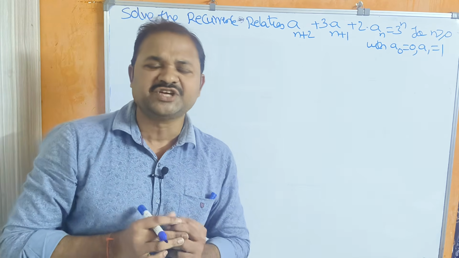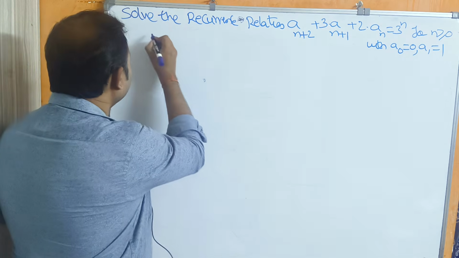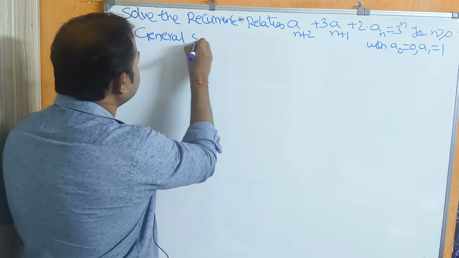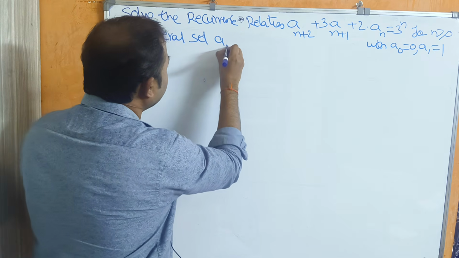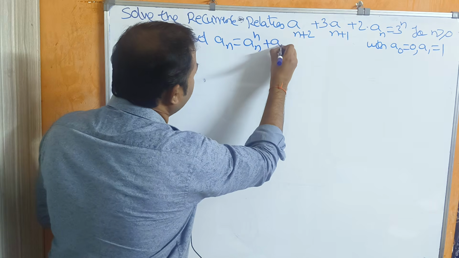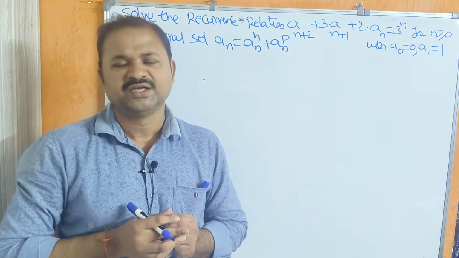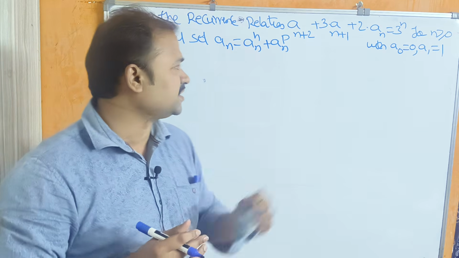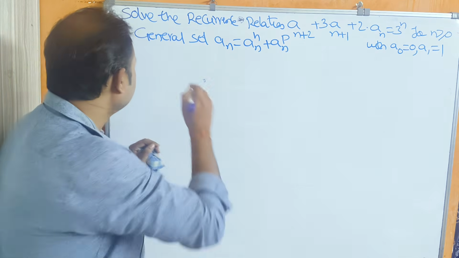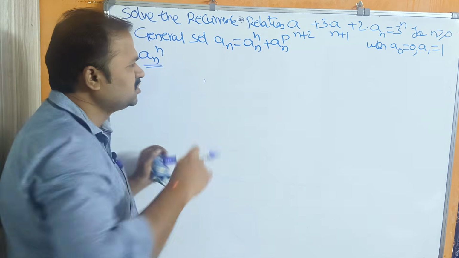We know the general solution for the non-homogeneous recurrence relation. So the general solution for the non-homogeneous recurrence relation is a_n = a_n^h + a_n^p. So first we have to calculate a_n^h. H means homogeneous solution. Next we need to calculate the particular solution. So first let us calculate the homogeneous solution, a_n^h.